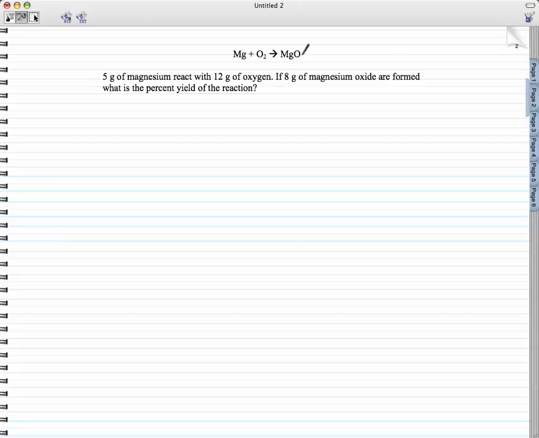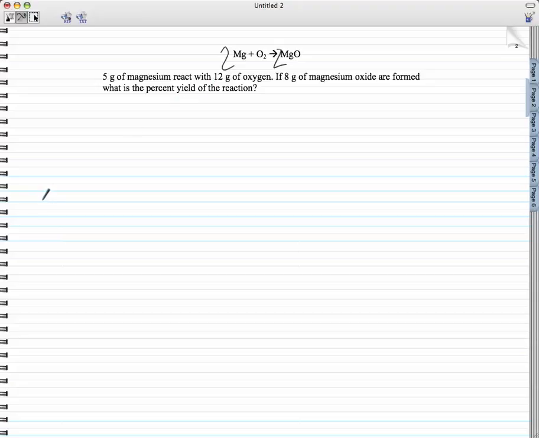So we have two oxygens over here, we need two over here, so this is going to be 2. And now we have two magnesiums over here, and we need that to be 2 as well, and now this is balanced. And this is important because as these react, we need 2 magnesiums for every oxygen that we use. Okay, and so it starts off with 5 grams of magnesium reacting with 12 grams of oxygen.